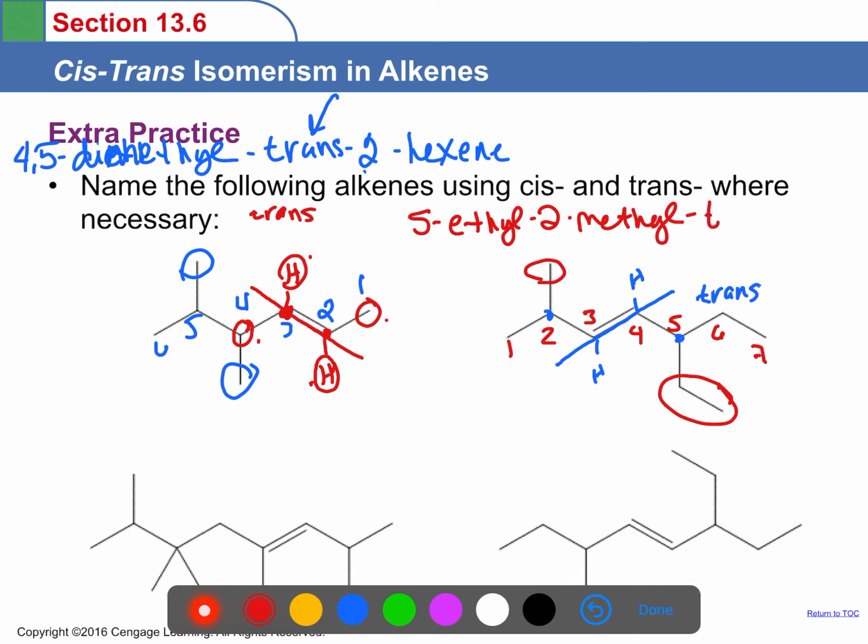We've got trans. Double bond starts on 3. 7 carbon chain is hept. Double bond, ene. So 5 ethyl, 2 methyl, trans, 3 heptene. Go ahead and pause the video and see if you can do the second 2 examples on your own.